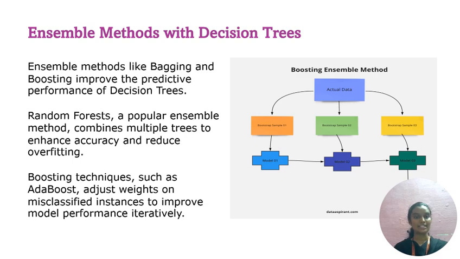Ensemble methods with decision trees. Ensemble methods like bagging and boosting improve the predictive performance of decision trees. The random forest, a popular ensemble method, combines multiple trees to enhance accuracy and reduce overfitting. Boosting techniques such as AdaBoost adjust weights on the misclassified instances to improve the model performance iteratively.